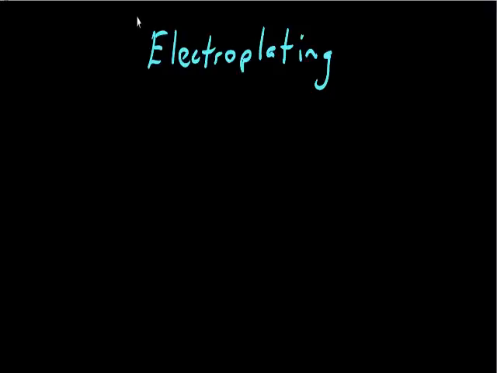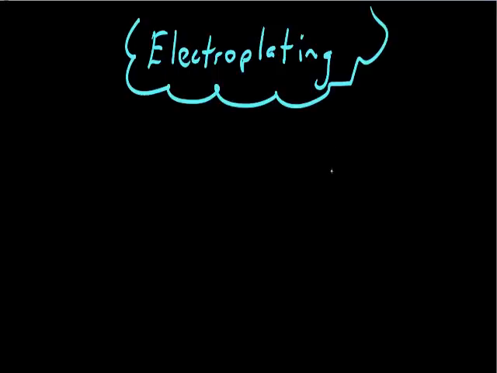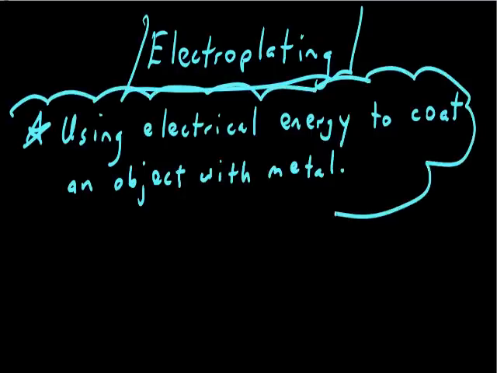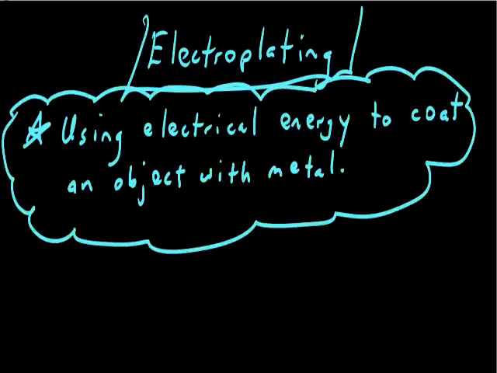The intent of this particular video is to take a look at electroplating, which will be the second half of our lab exercise. What we're going to do in electroplating is essentially use some electrical energy to coat some object with metal.